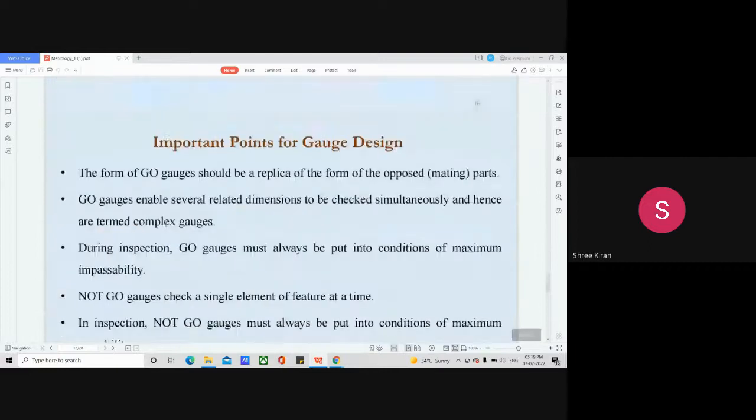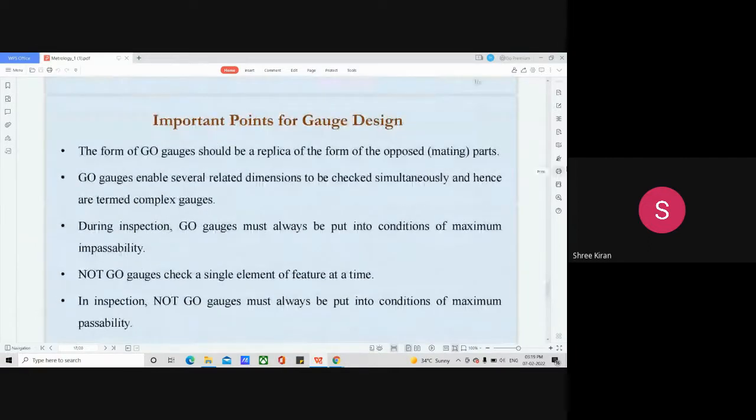So before discussing that, like in the case of snap gauges, the go gap gauge corresponds to the maximum limit of the shaft. According to the requirement, before knowing that, we have to know a basic idea of the important points while designing a gauge. What are the important points which we have to consider while designing a gauge? The form of go gauges should be a replica of the form of the mating parts, of the opposed mating parts.